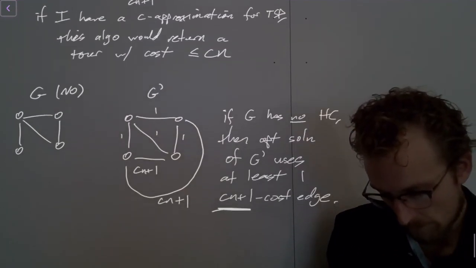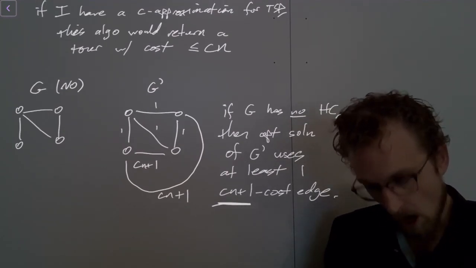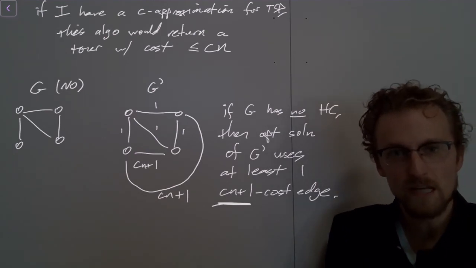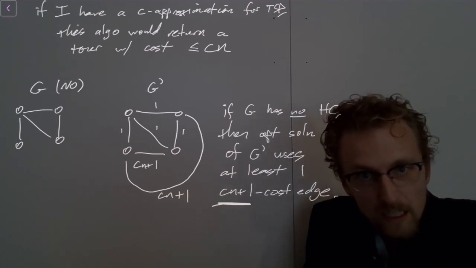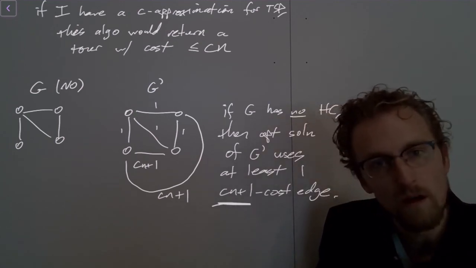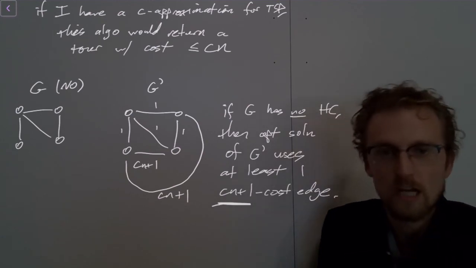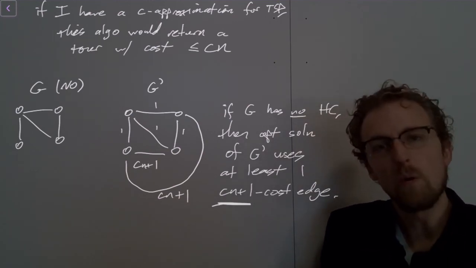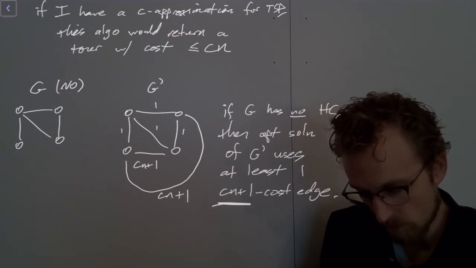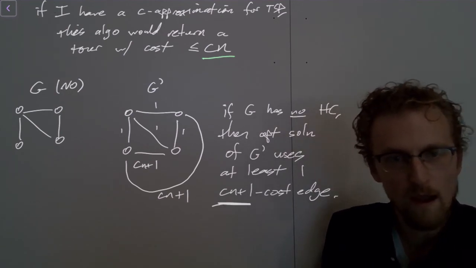So then what happens? If I have a C approximation for the TSP, then on this instance, it would return a cost greater than or equal to Cn plus 1. And it could be much greater than that, right? It could have multiple of these high cost edges, in which case it would be much higher. But the point is that we can verifiably say it's greater than the cost that it would return on a yes instance, or on a graph derived from a yes instance.